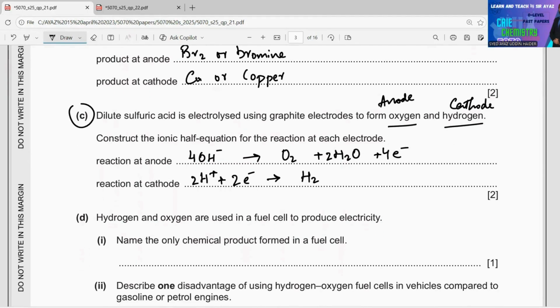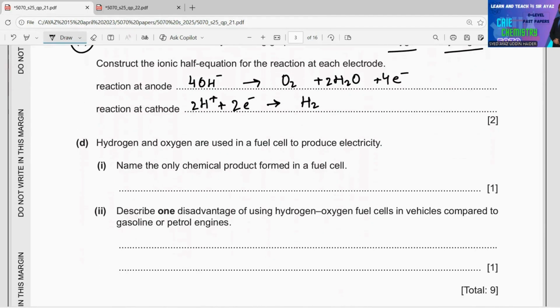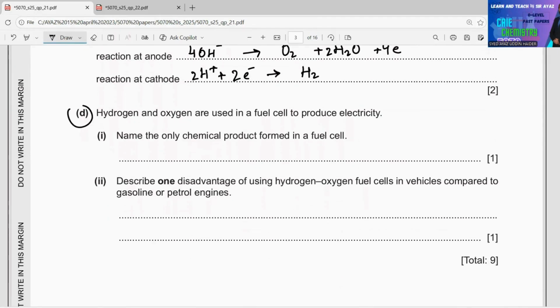Moving to the next part, which is part D. Hydrogen and oxygen are used in a fuel cell to produce electricity. Part 1. Name the only chemical product formed in a fuel cell. You know that in a fuel cell, the reaction between hydrogen and oxygen will get water as the only product. So you write water.